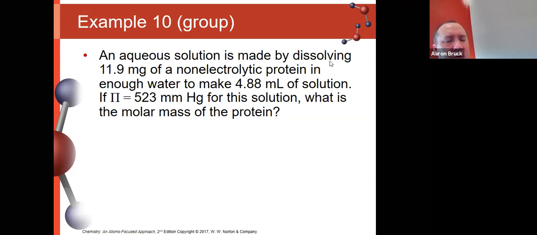In example 10, we have an aqueous solution made by dissolving 11.9 milligrams of a non-electrolytic protein in enough water to make 4.88 milliliters of solution. If the osmotic pressure is 523 millimeters of mercury for the solution, what is the molar mass of the protein? Same process that we saw in the last example. We're going to go from osmotic pressure to molarity to moles of the protein, and we're going to take the grams of the protein divided by the moles of the protein to figure out its molar mass.